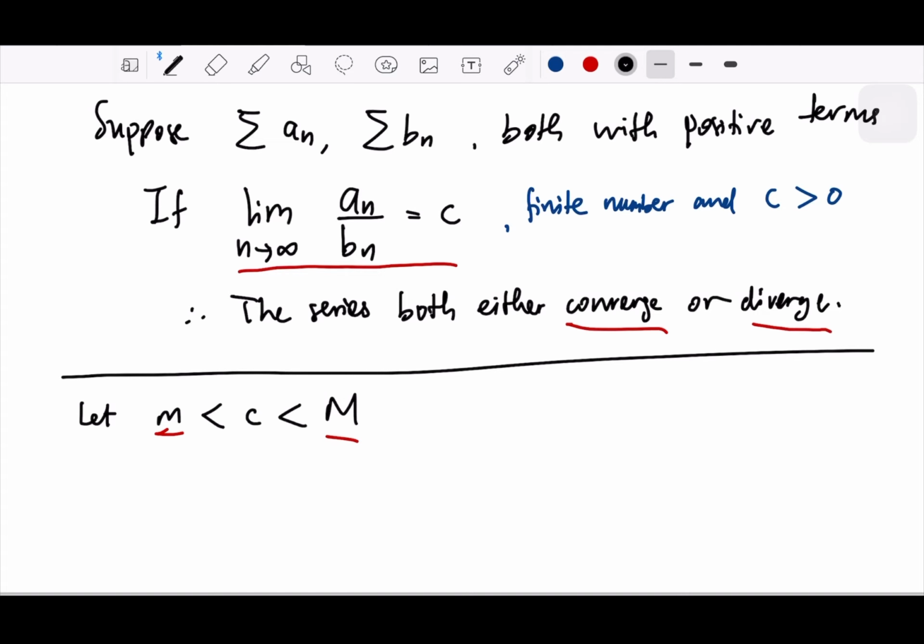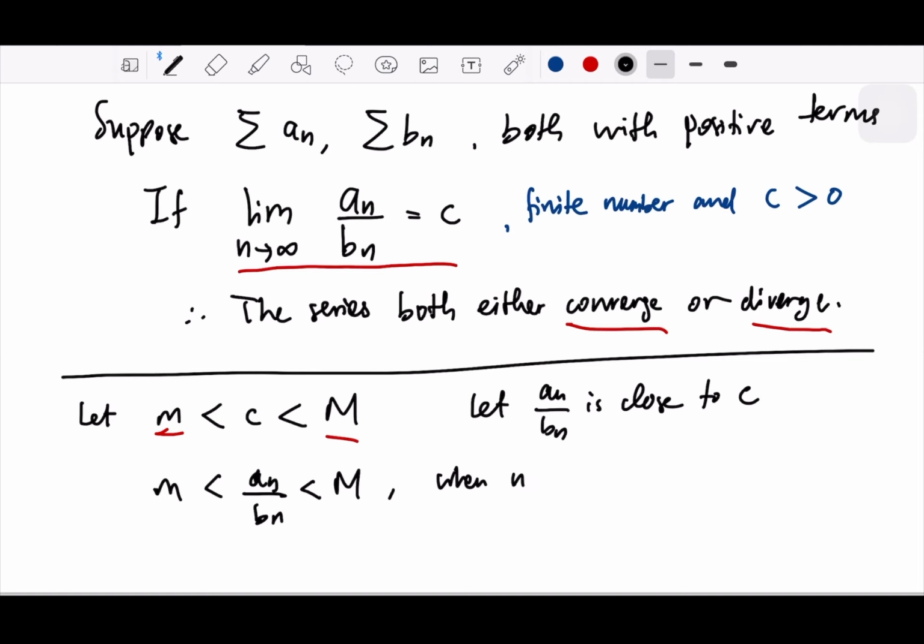And let An over Bn be close to c. That's our definition with limit, actually. And then we have this inequality, which holds when n is greater than capital N.